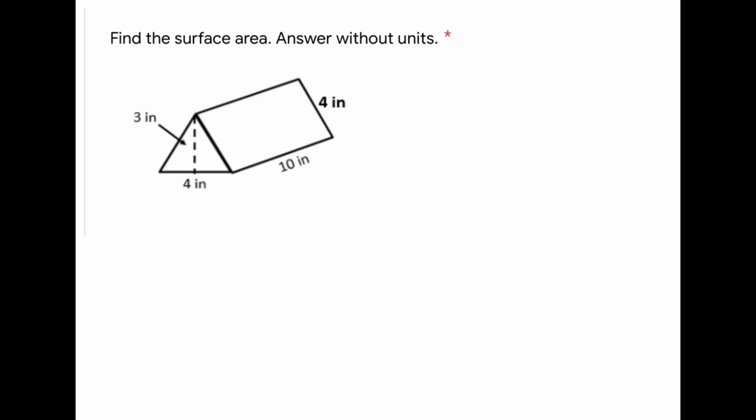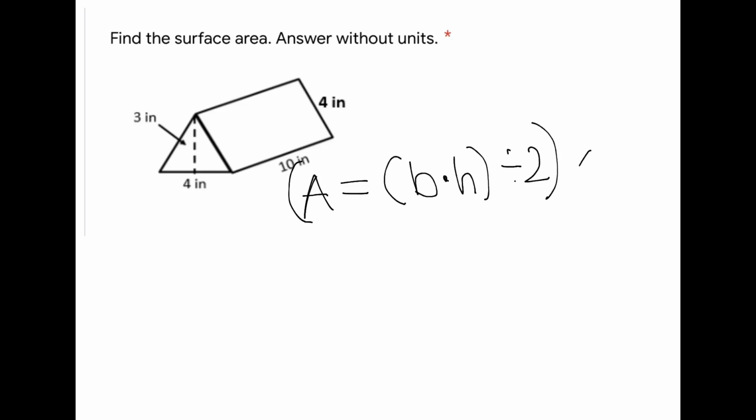Find the surface area. Answer without units. Okay, so you are going to have 2 triangles here. So we know that the area of a triangle is your base times your height divided by 2. After you find that, you're going to times it by 2. So after you find this right here, you're going to times that by 2 because there's 1 in the front and then there's 1 way back here.